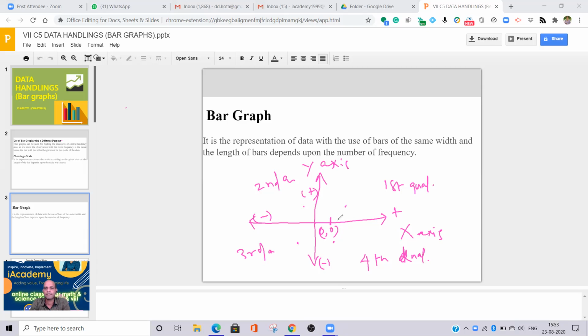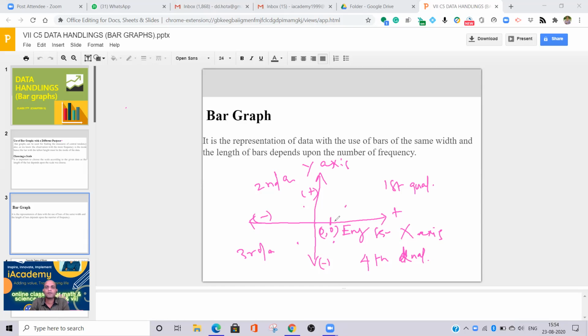We can take subjects. Suppose you take subjects on the x-axis. It means first is English, then science. We can take subjects like this on the x-axis, and the marks obtained can be taken on the y-axis, right? So on the x-axis, you can take subjects. On the y-axis, we can take marks. There also, we need a scale.